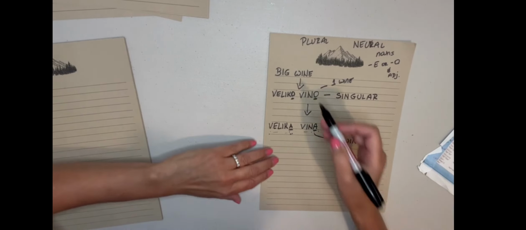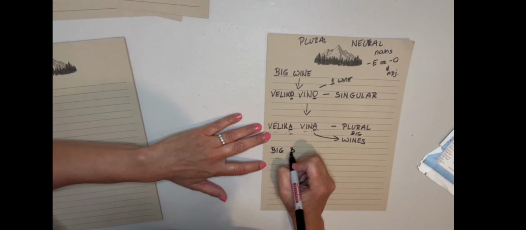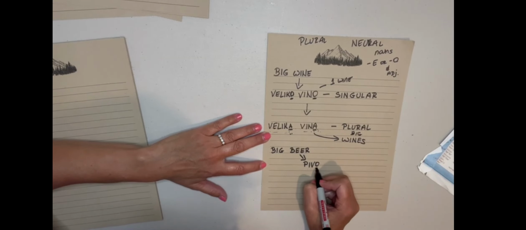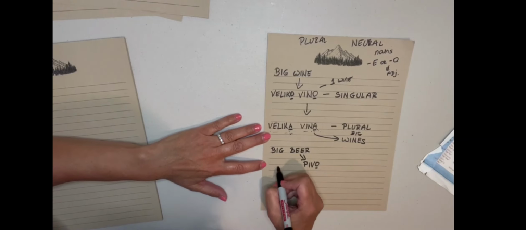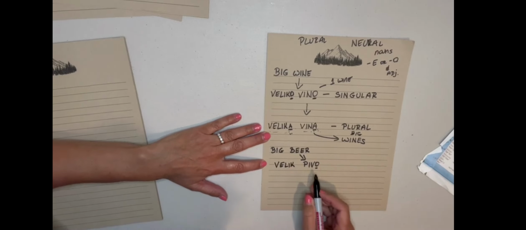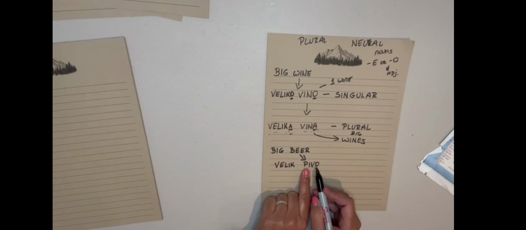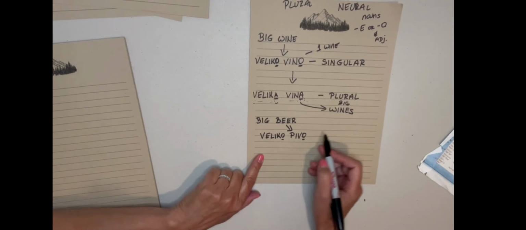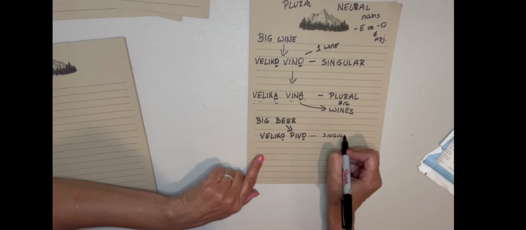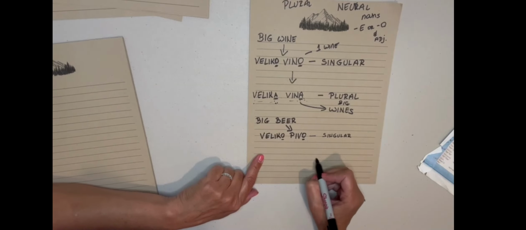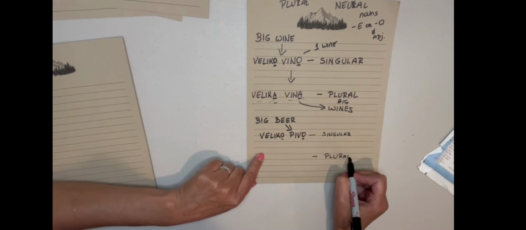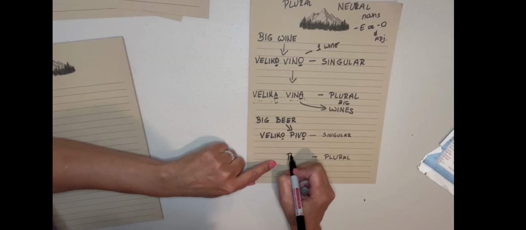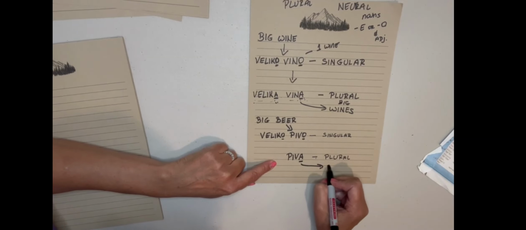So if we said big beer, beer is pivo. I know that this is neutral because it ends in an O. Big is velik. To make velik neutral, because my noun is neutral, I need to add an O to it. So veliko pivo. This is singular. Now if I want to say big beers, plural, I need to change the end. So the O will change into an A. Piva. And this is beers. This is plural.